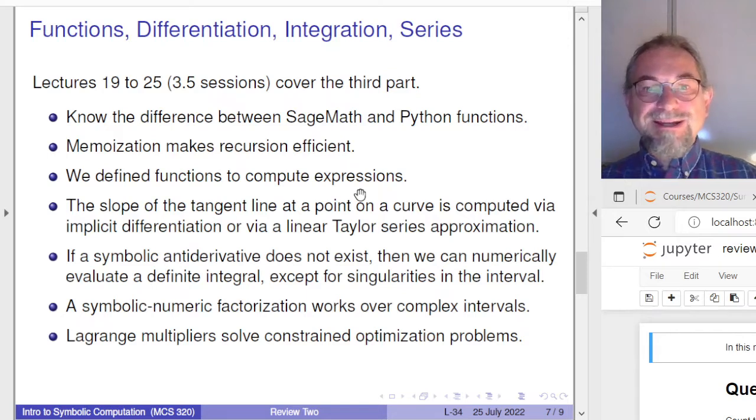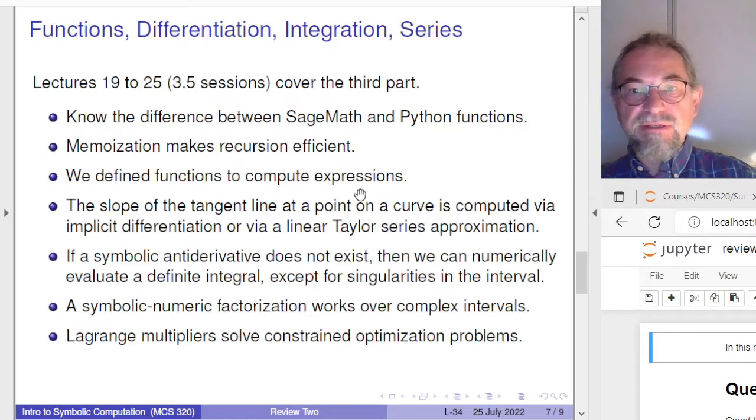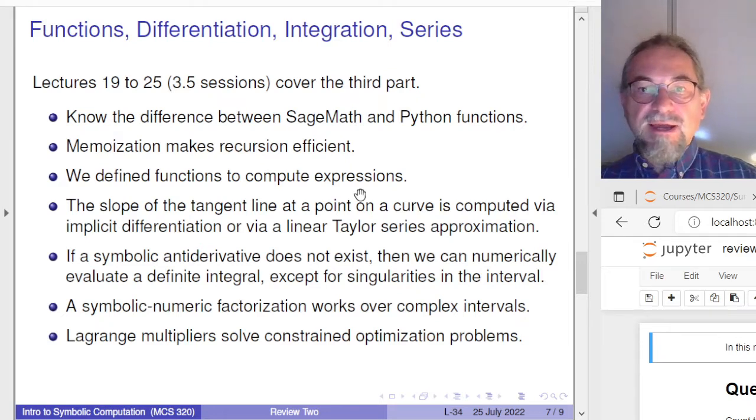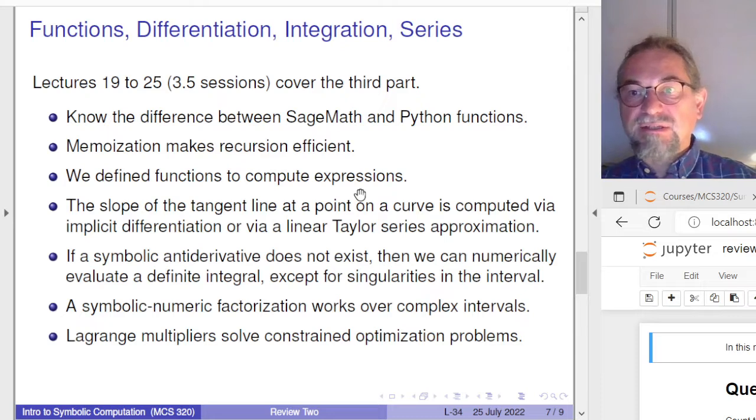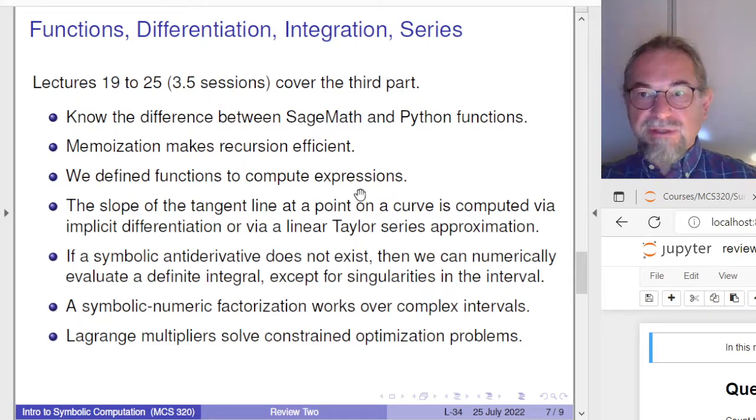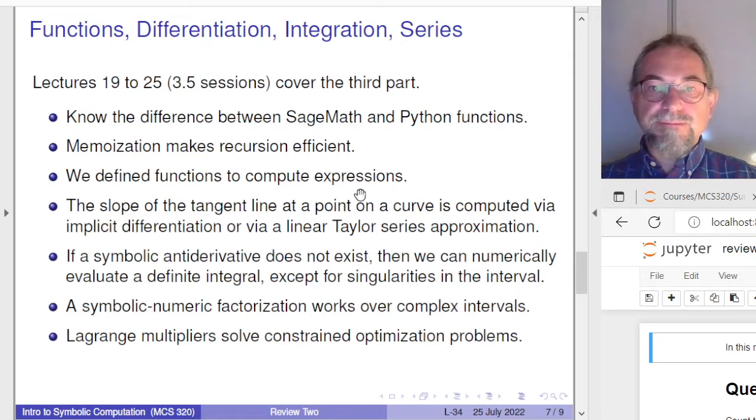Then there are 2 classical calculus problems that we have seen. The slope of the tangent line at a point on a curve. One can compute this in 2 ways, either via implicit differentiation or via a Taylor series approximation. So we compute expressions that approximate other expressions. In the first part of the course, we started with numbers approximating other numbers. For example, we've seen several rational approximations for pi. Here, actually, we're going to replace complicated functions by truncated series, which are polynomials.